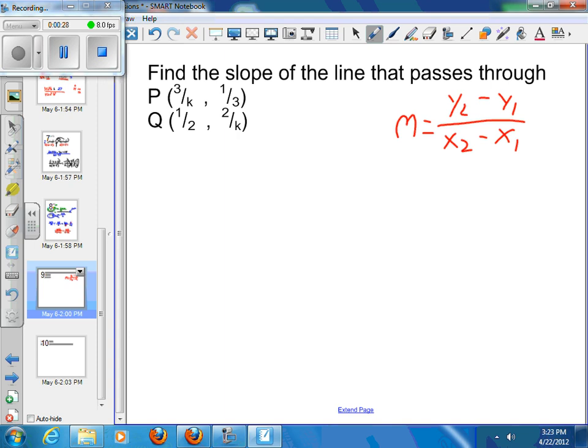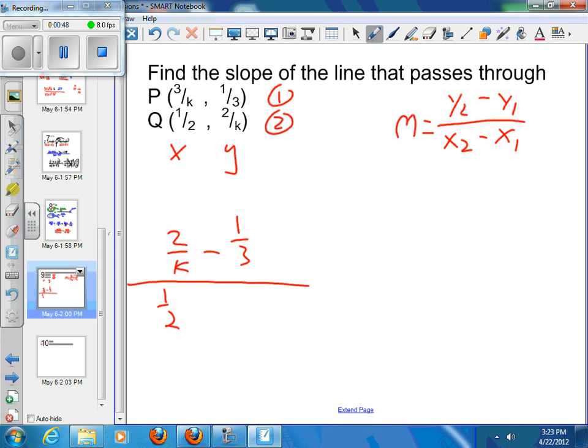So remember, these are your x coordinates, these are your y coordinates. This could be 0.1 and this could be 0.2. So my y2 is going to be 2 over k, and I'm going to subtract my y1, which is 1/3. And that's my numerator, and then I'm going to do my x's. So x2 would be 1/2, and I'm going to subtract my 3 over k for my x1.